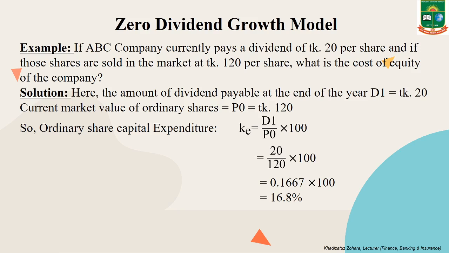We are putting the values in the formula of ordinary share capital, that is KE equal to D1 by P0 into 100. And here it is 20 divided by 120 into 100. The result is 0.1667 into 100, that is 16.17%. So the cost of equity of the company is 16.17%.